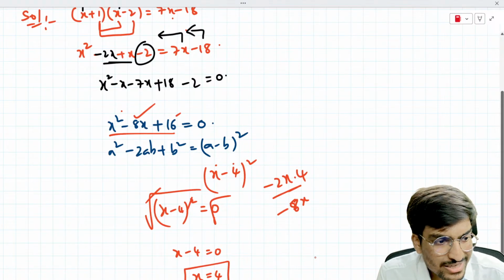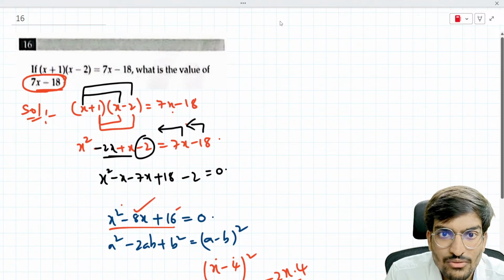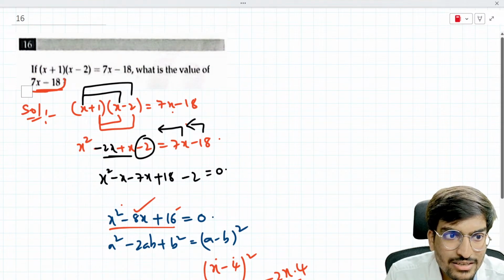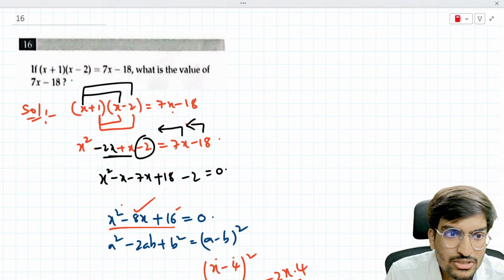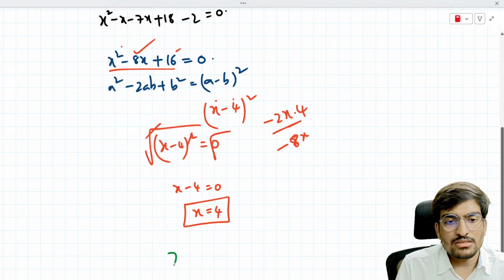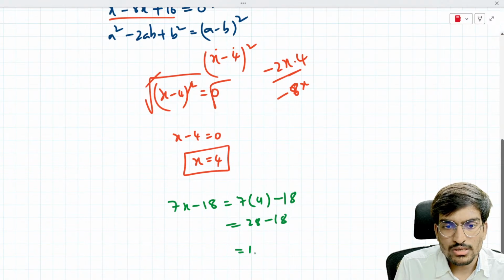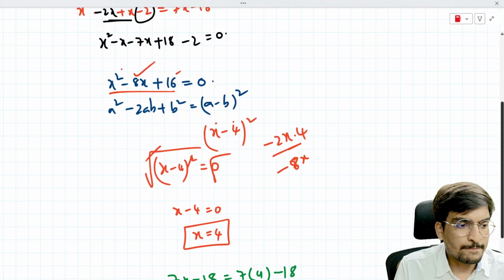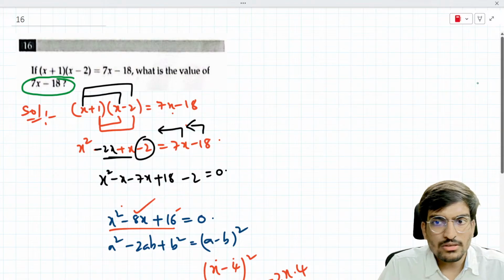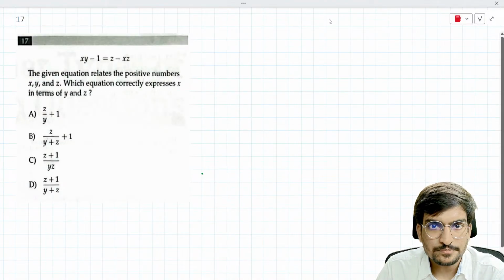But do we need to get the value of x? No, no. We need to get the value of 7x minus 18. So you have to substitute that x value here. 7x minus 18 equals 7 into 4 minus 18. 7 4s are 28 minus 18, which equals 10. Yeah, I can see the answer is given by Tanu. Nice. Let's go for the next question, 17.